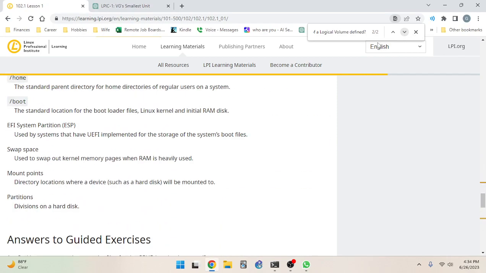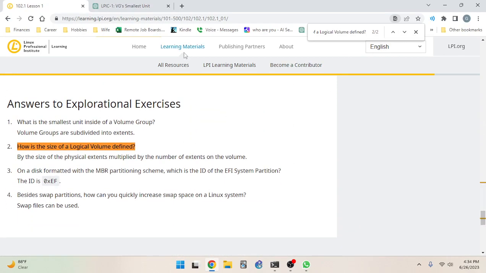So extents. A volume group consists of either physical or logical volumes, and those consist of basically Lego pieces, which are extents, and extents are the smallest possible units. So you stack up these extents like Legos to form your logical volumes, and then your logical volume size is defined by the physical extents multiplied by the number of extents on the volume.